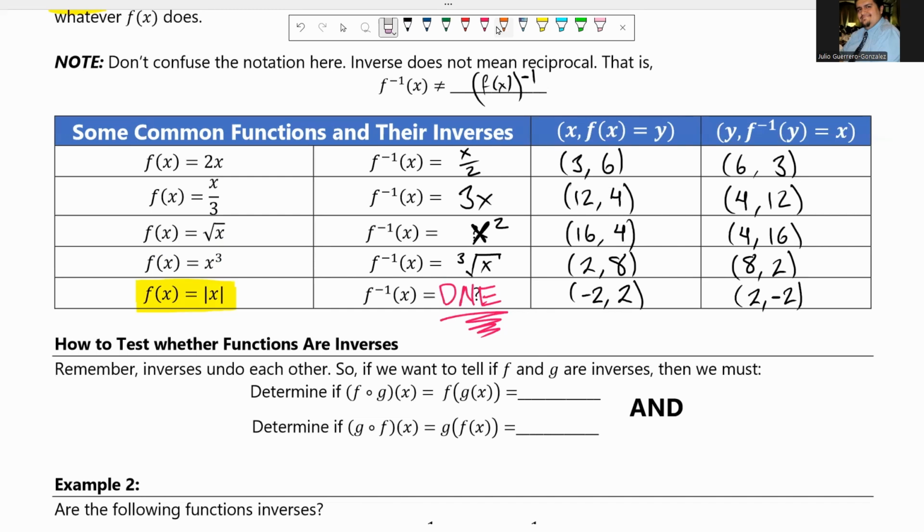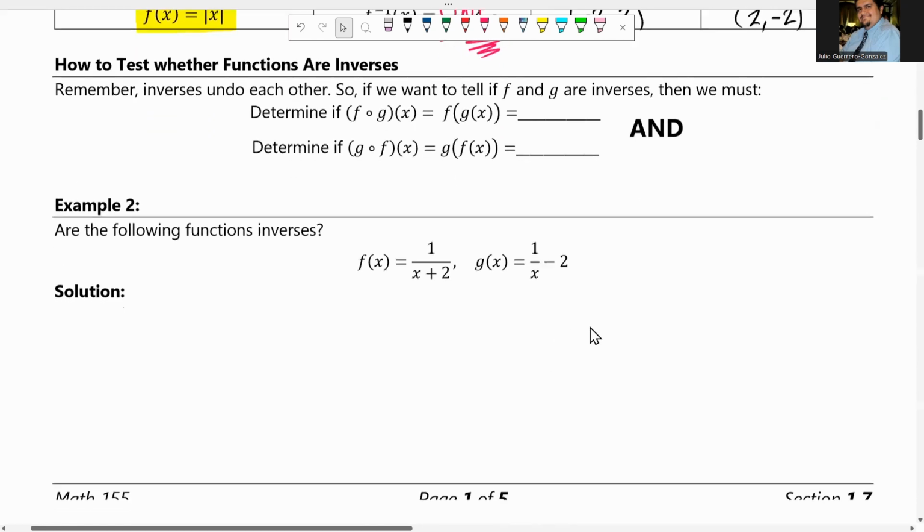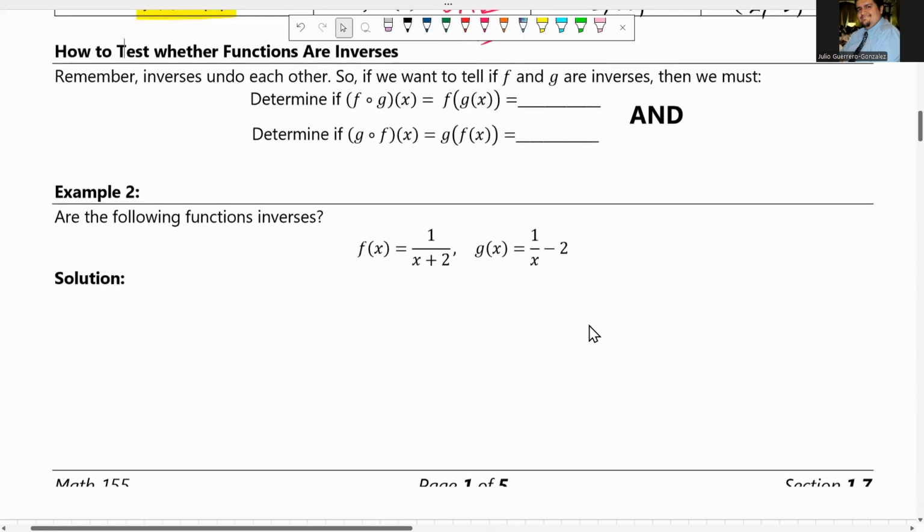If we have two functions, how do we determine if they are inverses? And if we just have one function, how can we find the inverse? All right, so let's move on to our first example. How do we determine if two functions are inverses of each other? To determine if two functions are inverses of each other, both of these have to be true. So look at the combination.